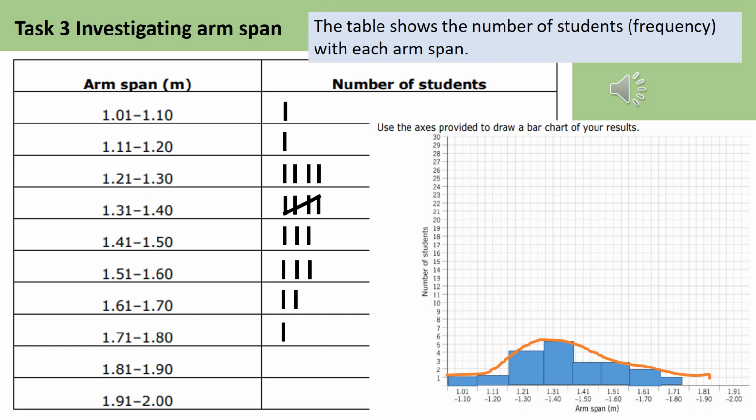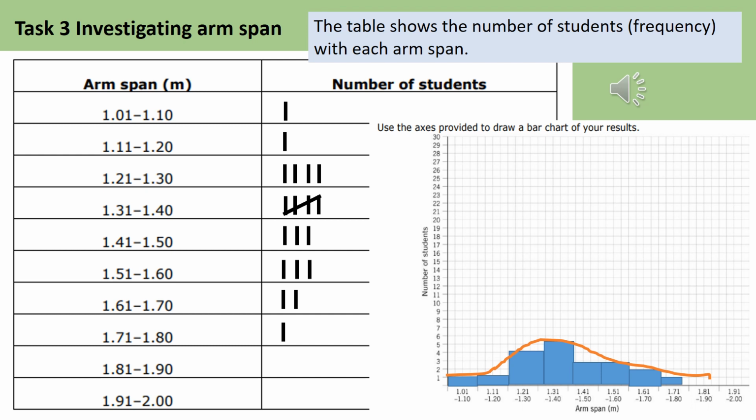Okay, so for this task, you needed to investigate the arm span. And you need to give me data represented in a graph. So hopefully you've ended up with a graph that looks a bit like this. It should have the number of students labelled on its axis.